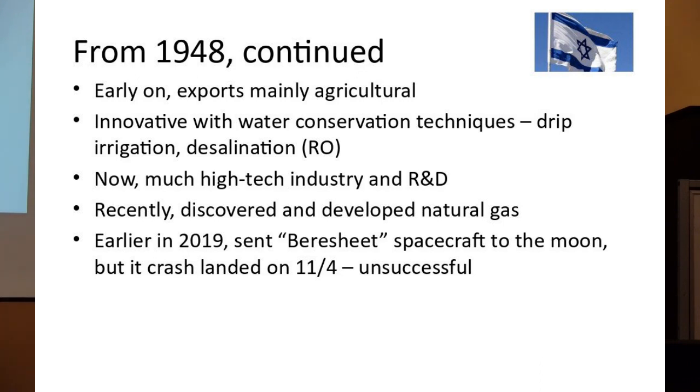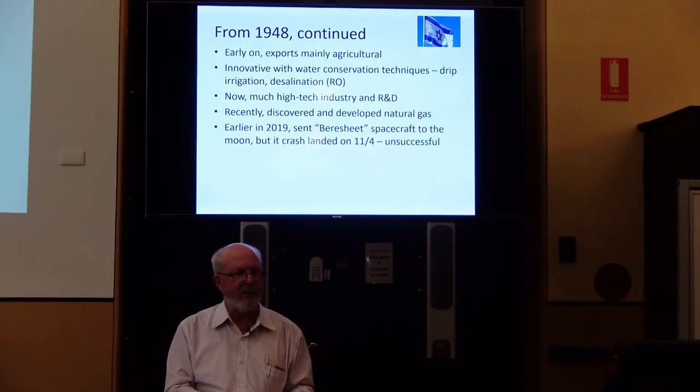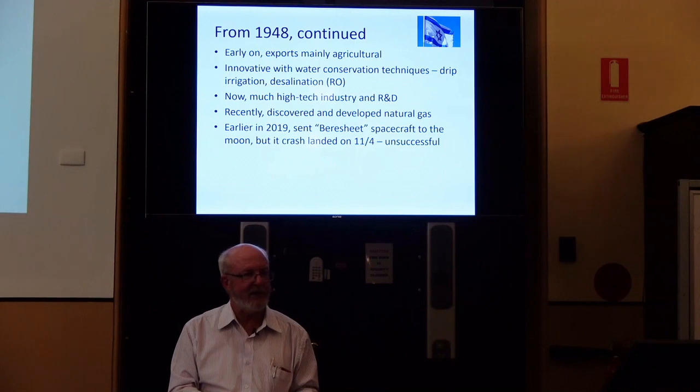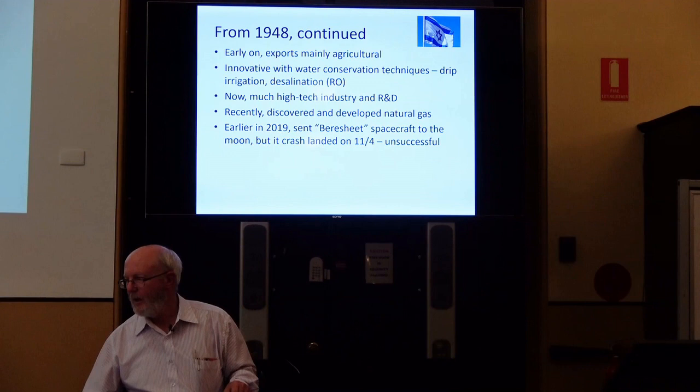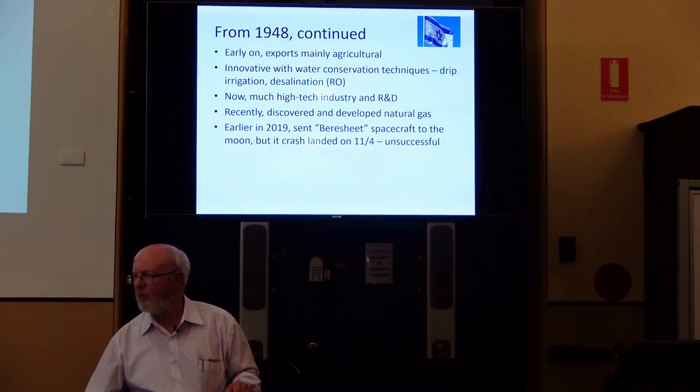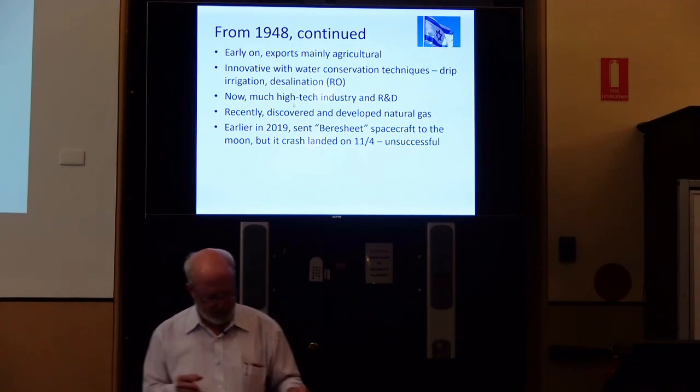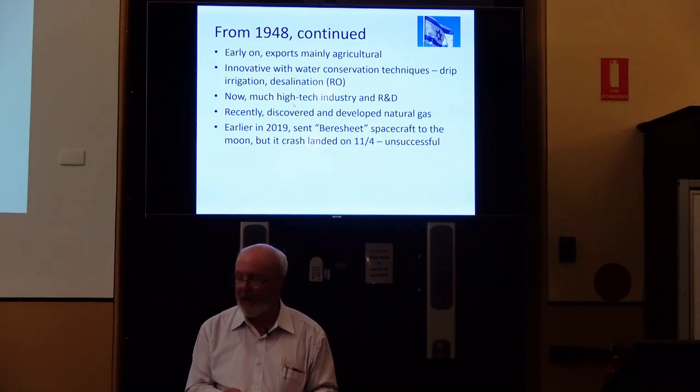Israel's water needs were supplied by desalination. So they're not really in trouble with water anymore, despite it being such a dry land. It's one of the few countries in the world where there's an increasing amount of vegetation every year. They plant trees and get them growing, rather than chopping them down. But now it's shifted from agriculture to much high-tech industry and R&D.